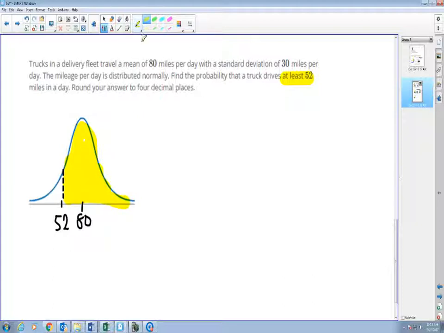So let's convert our 52 miles into a z-score first. Then we can find the probability to the right of it. So the random variable I'm looking for is 52 that I need to convert. I use the equal sign here. I meant to write greater than, because that's what this problem wants. But it's okay, no big deal. Mean is at 80. Standard deviation is 30 miles.